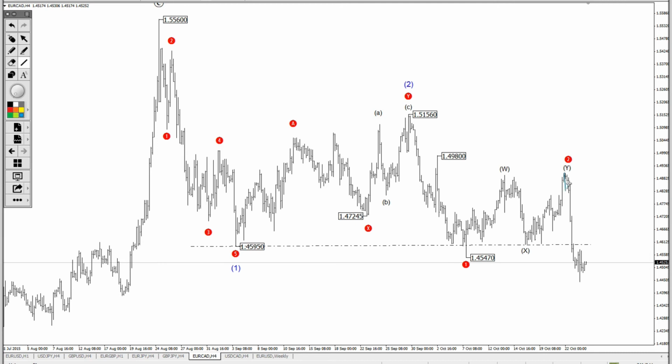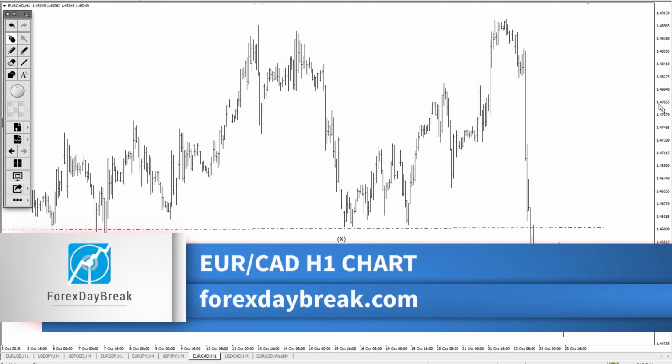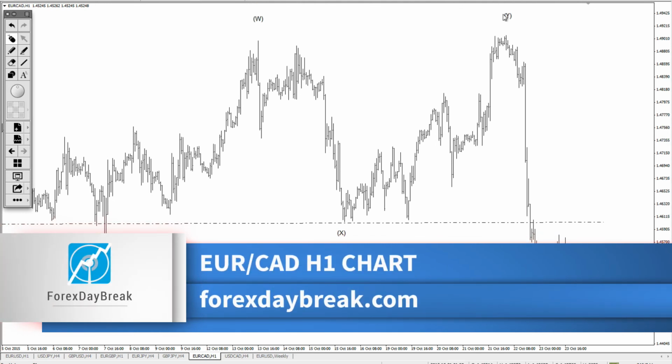Maybe we can track here some kind of wave structure, and now can expect a test of that level and a continuation to the downside. So we can use the same strategy here. We can put a sell stop order. Let's actually go ahead and look at this on the 1 hour chart. So here we can see the structure more clearly.